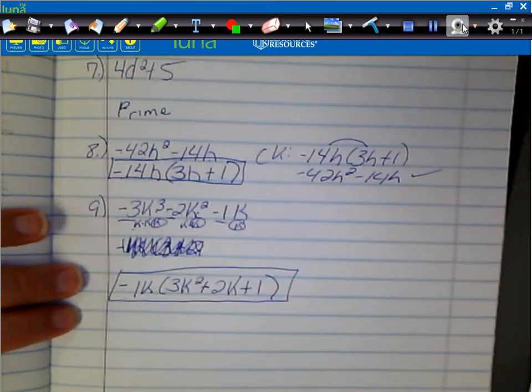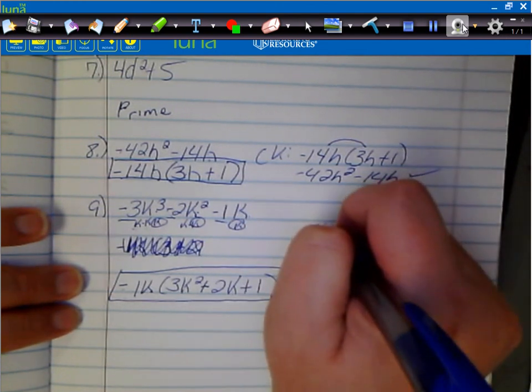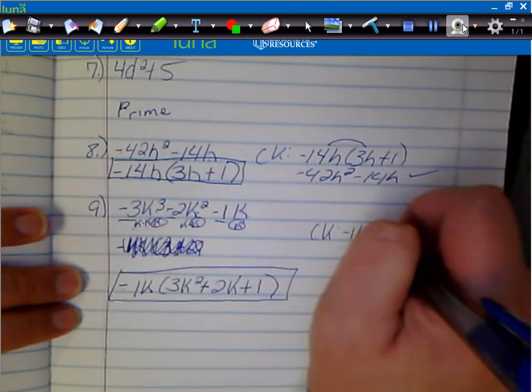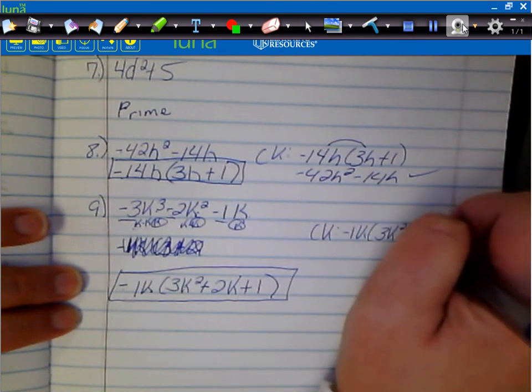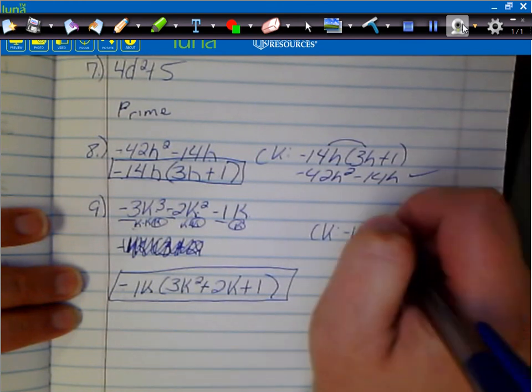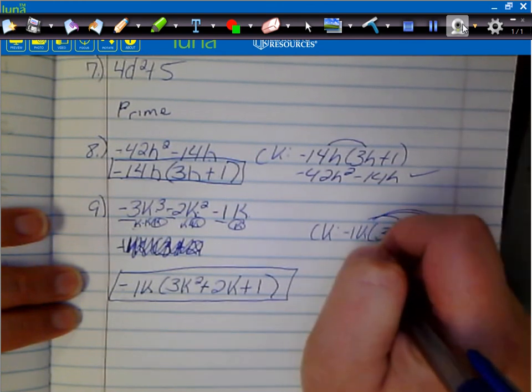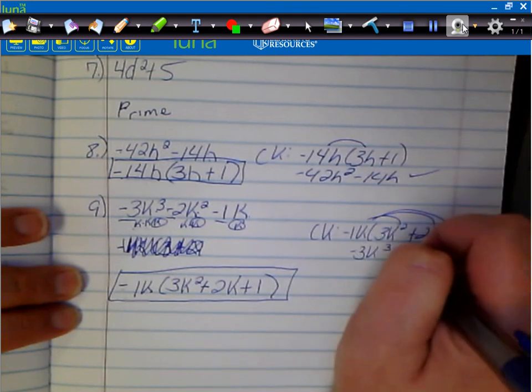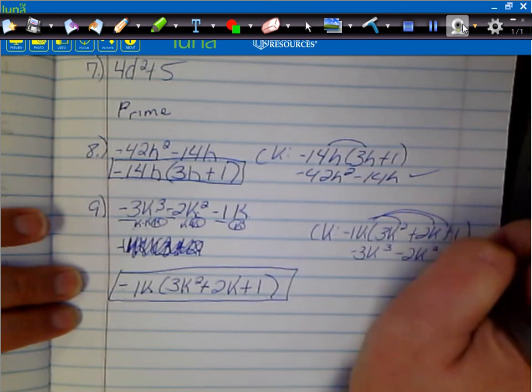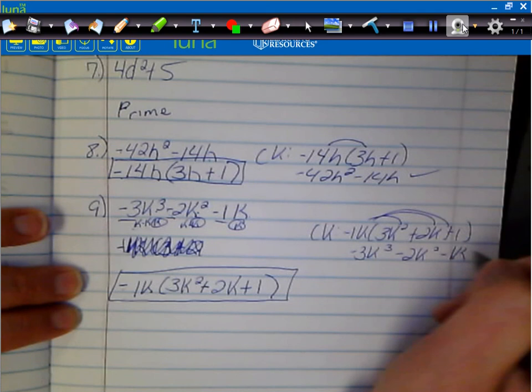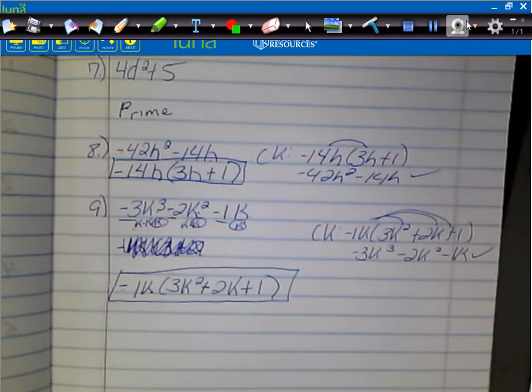I took out a GCF of negative 1k. Come over here to check. When I distribute this back out, I get negative 3k to the third minus 2k squared minus 1k, and that's exactly what I started with, so it checks out. Make sure you have your answer and your check written before you move on.